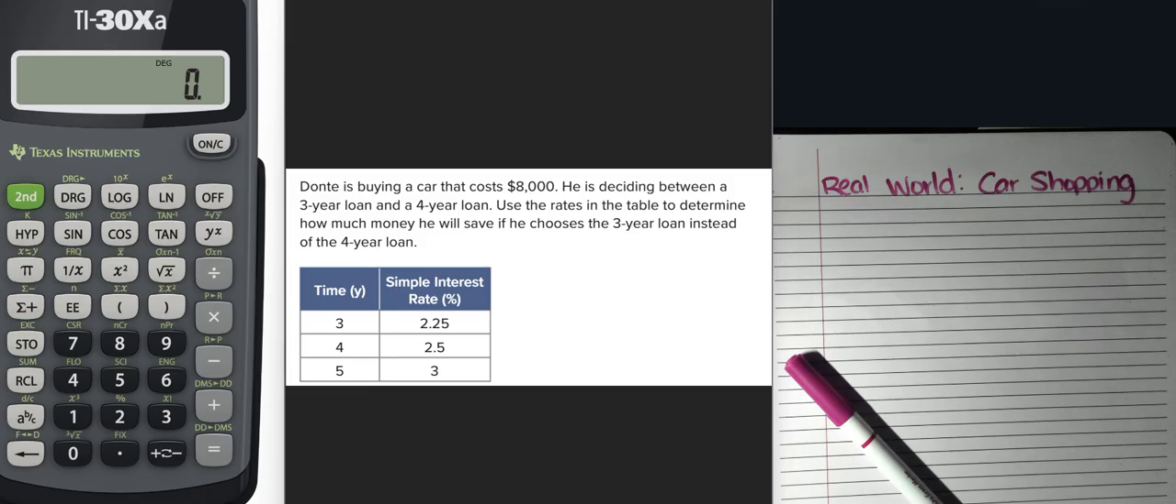So, pause the video, see if you can figure the answer out. If you get stuck or you find the answer, go on and replay it so that you can see how we solve it.